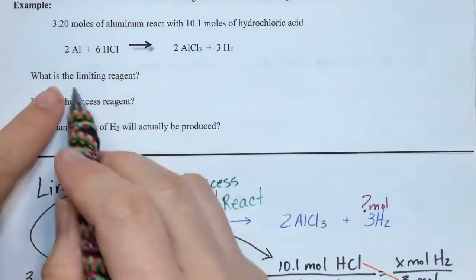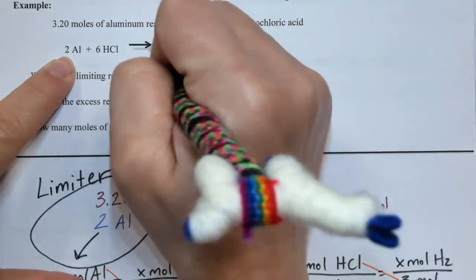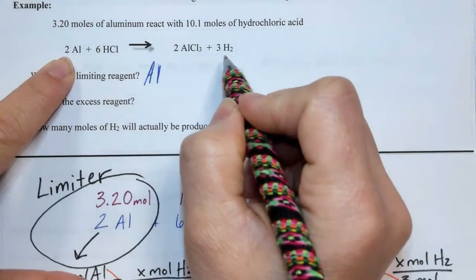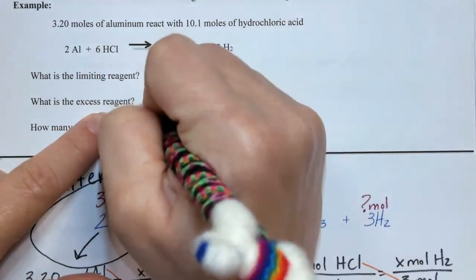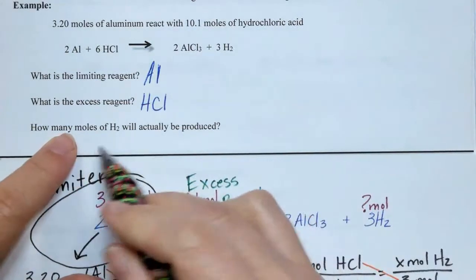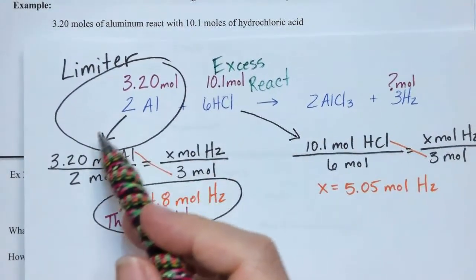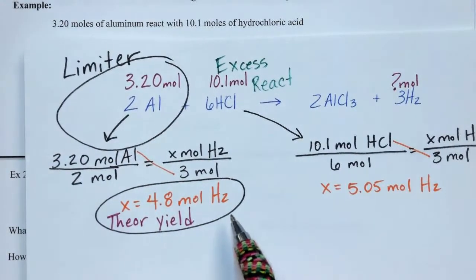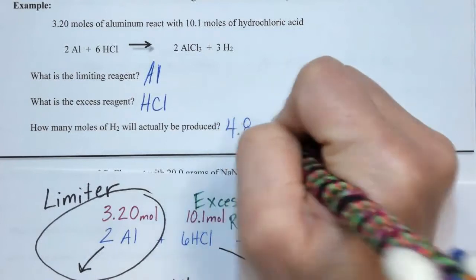So to answer our original questions, what is the limiting reagent? We calculated it and found that aluminum yielded the smaller amount of hydrogen as a product, which means the excess reactant must be the hydrochloric acid. And then how many moles of hydrogen will be produced? Well, the answer you got from your limiting reactant is how many moles you'll produce, 4.8 moles of hydrogen.